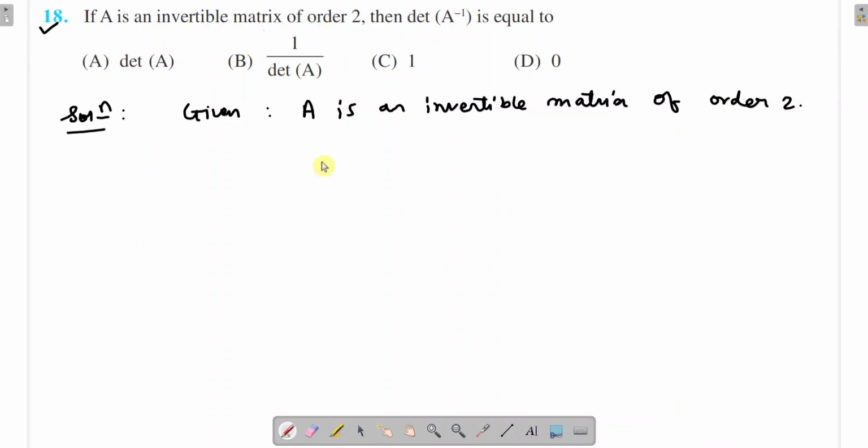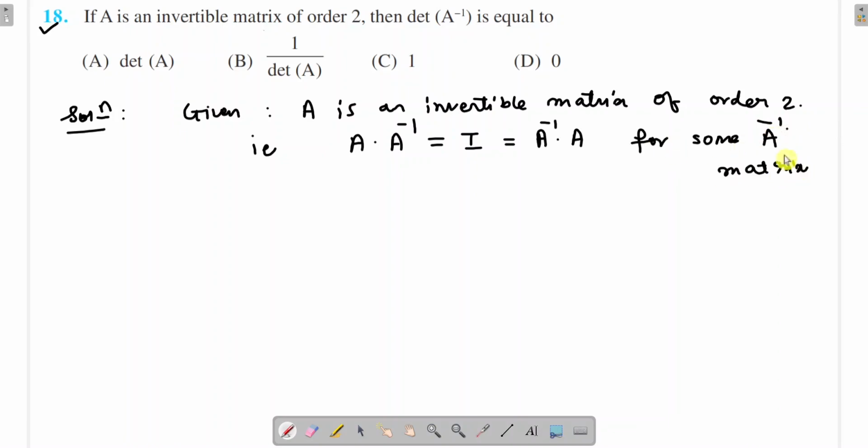That means what? That is, A times A inverse is equal to I, which is equal to A inverse times A, for some A inverse matrix. So there is a matrix A inverse such that A times A inverse is equal to the identity matrix, and also A inverse times A is equal to the identity matrix. This definition you know very well.